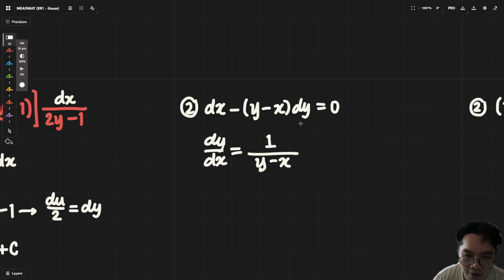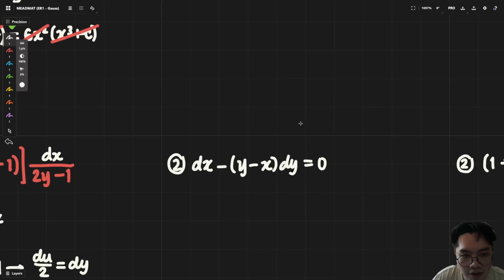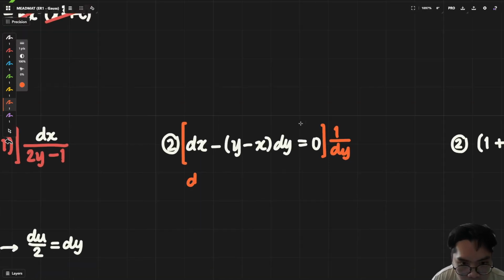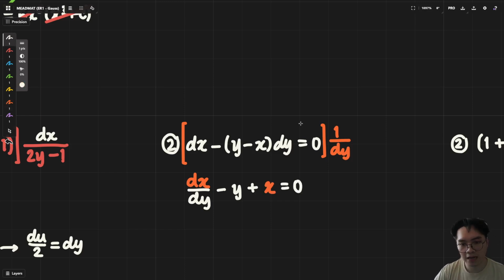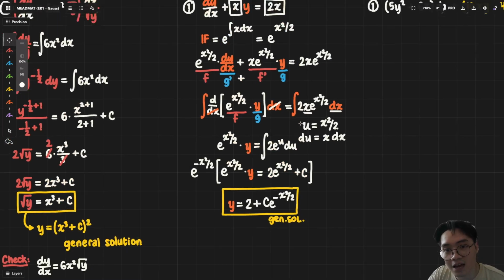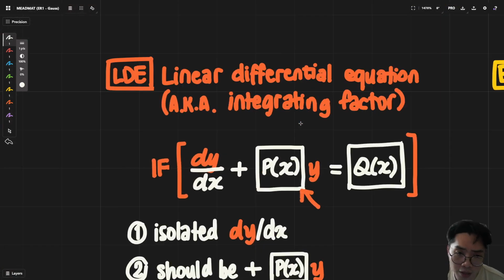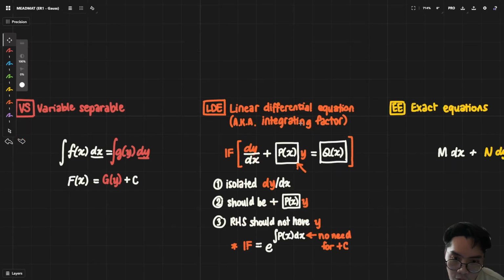However, on the other hand, if we divide both sides by dy, we will get dx over dy minus y plus x is equal to 0. And now I am highlighting here the x's instead of the y's because the x is now the dependent variable. Or rather, we're treating it like one because it's the one on top, the one on the numerator of your differential.